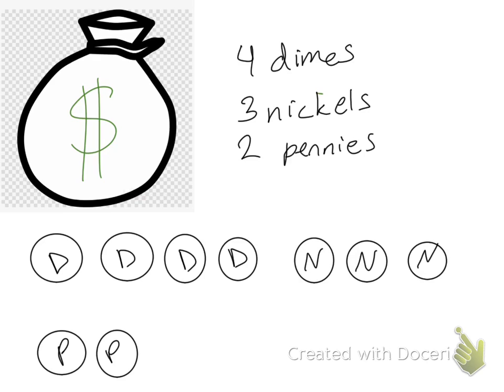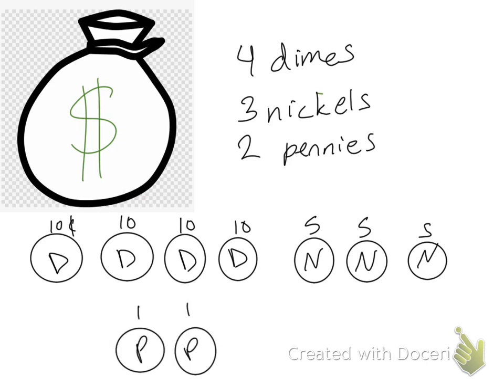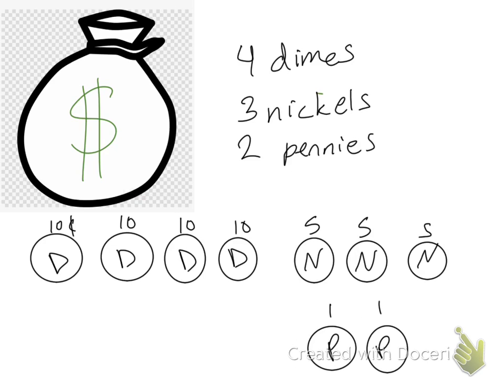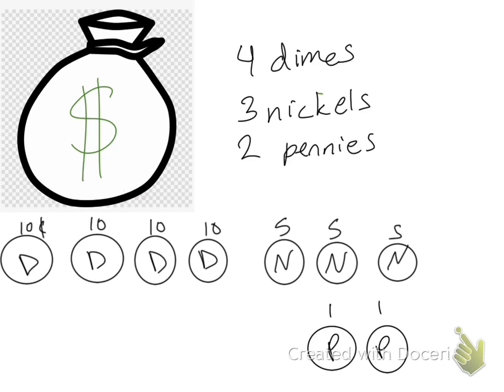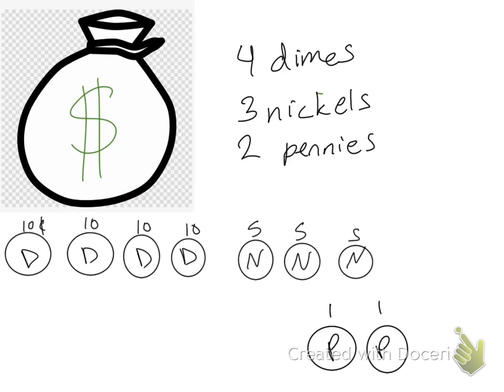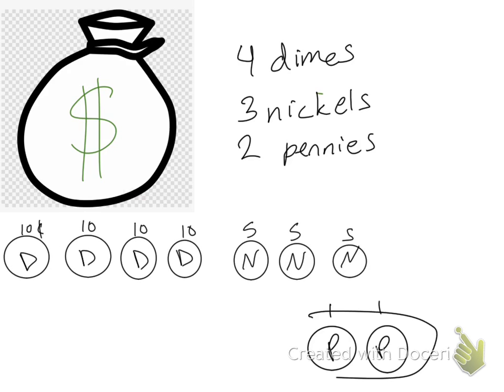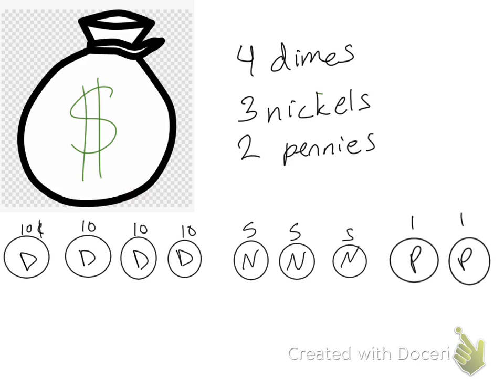Okay? All right. So each dime is worth 10 cents. So I can write a 10 above each dime, a 5 above each nickel, and a 1 above each penny. Okay? I'm going to try to get these so they're all in a nice row, so it's easier for me to count. I have to make them a little smaller for it. All right. So now I can count the amount of money I have.